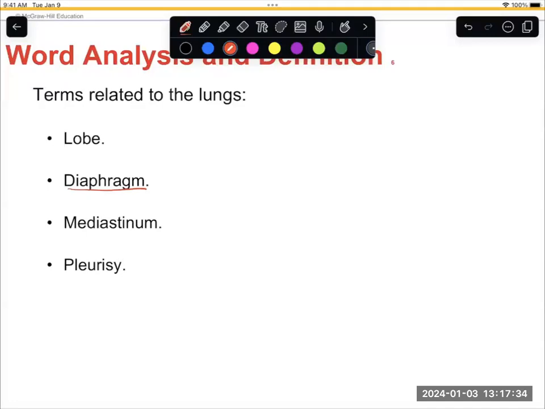The mediastinum. Medius means the median or the middle of the thoracic cavity. It's that area between the lungs containing the heart, the aorta, the vena cava, the esophagus, the trachea. The mediastinum contains the heart. Pleurisy. This is inflammation of the pleura, that membrane that covers the lungs. And it also lines the ribs of the thoracic cavity as well.